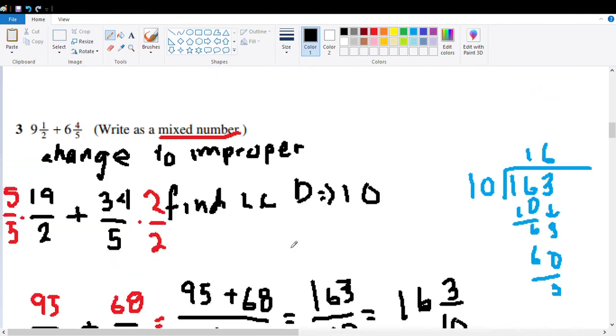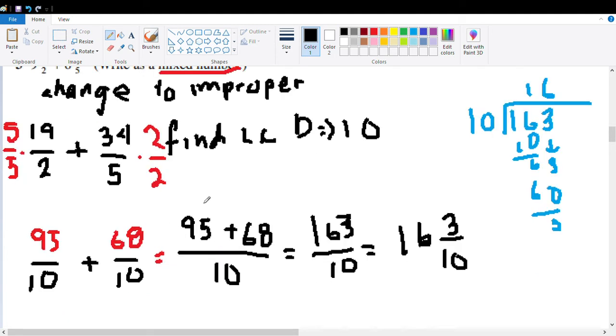So basically, that's how you do number 3. Again, the numbers will change, but the operation will still be plus. And what you do is basically the same thing. Change into improper, find the LCD, add, and then change the improper back to a mixed number.